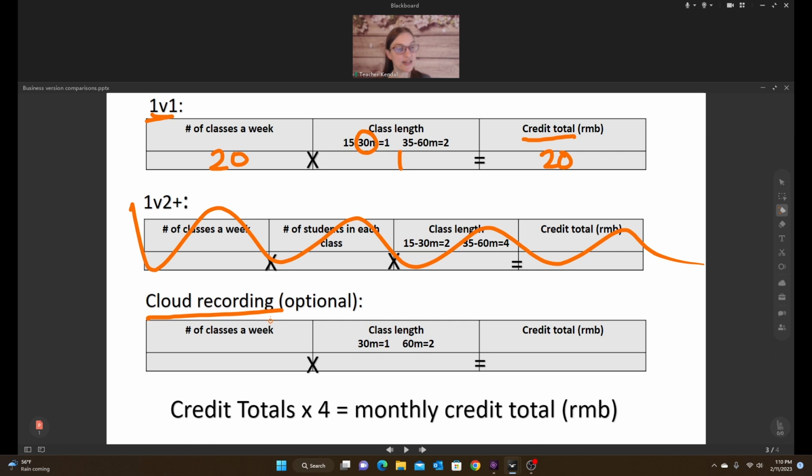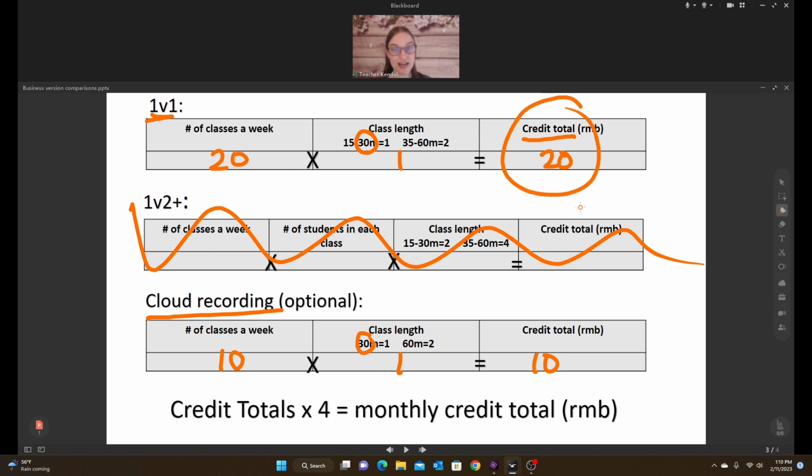Then I go down to cloud recording. Again, optional. If you don't want to record any, it's done, 0, done. Or if you want to add that as an additional option for your students, you can. So for me, let's say I teach 20 classes a week, but only 10 I'm going to record. Since they are 30 minutes long, which really they're 25, but I'm going to round up, I'm going to multiply that by 1 to get 10 credits for the recording a week.